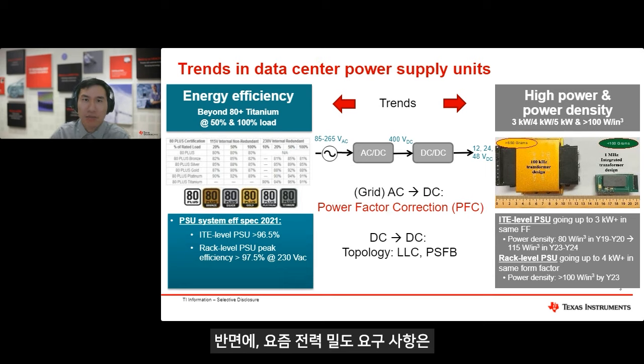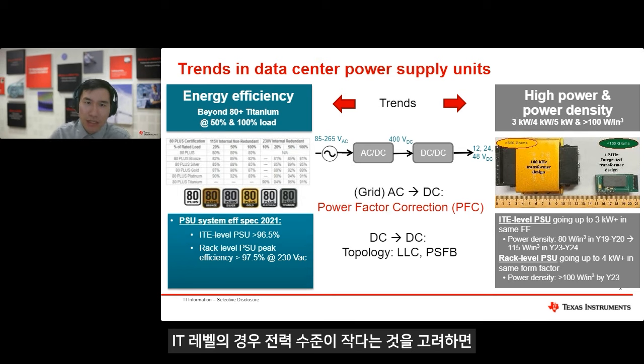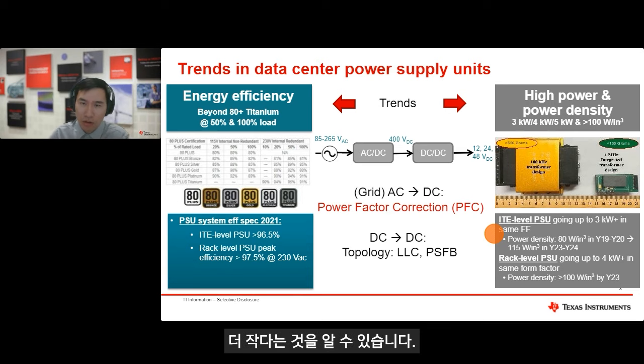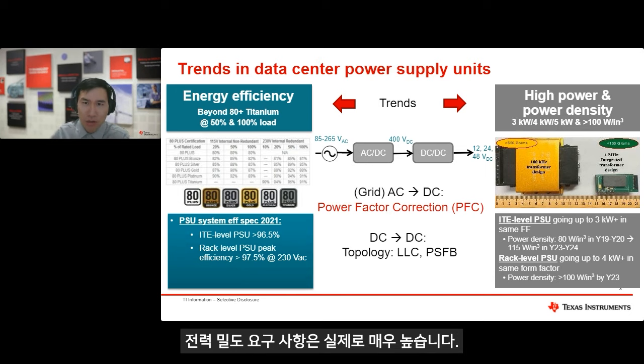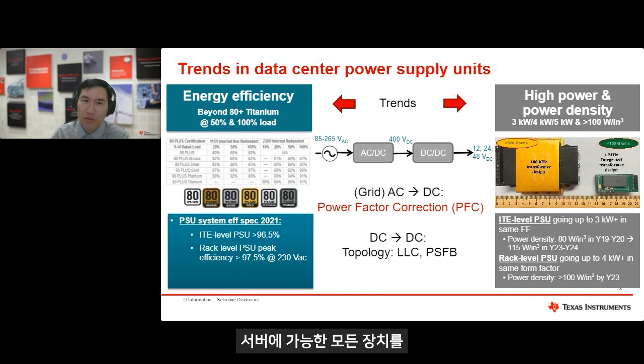On the other hand, power density requirement is getting more and more strict as well. For the IT level, considering the power level is small, less than 3 kW, the power density requirement is actually very high. It's more than 115 watt per cubic inch, because you need to put every power supply unit attaching to the server. And for the rack level, the power density requirement is a little bit lower, but the power requirement is actually more than 4 kilowatt and above.